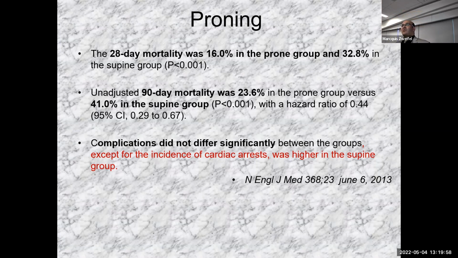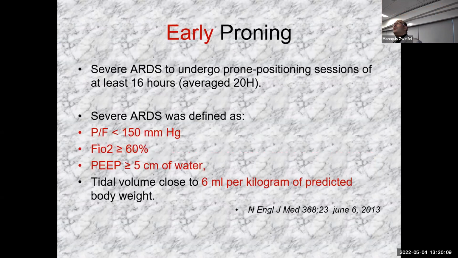So the only complication that differed between the two was more cardiac arrest in people who were not prone. So even proning reduced the cardiac arrest. It's early proning. So when did they start proning? Patients with PF ratio less than 150. That's why I'm telling you the 100, 200, 300 of the modified Berlin is not used in the studies that showed benefit for ARDS. They use completely different criteria.